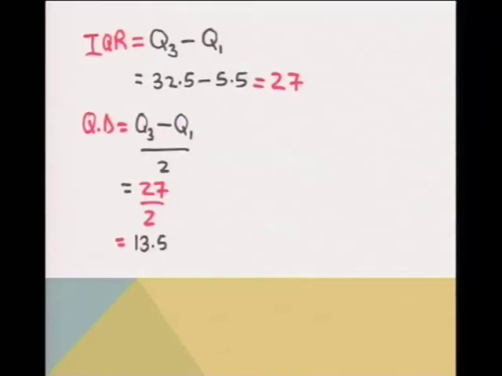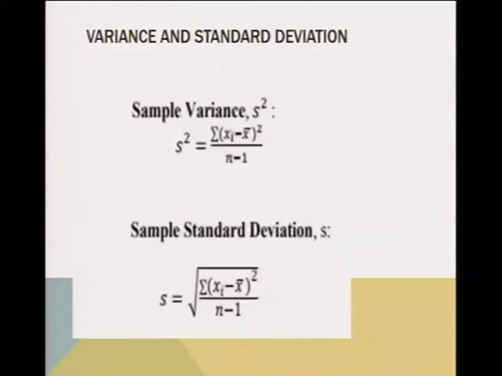Okay, and this is just what I was talking about. Interquartile range is the difference between quartile 3 and quartile 1. And then if you do that, you get the answer of 27. And then if you have 32.5 minus 5.5 and you divide it by 2 to get the quartile deviation, you are going to get 13.5.